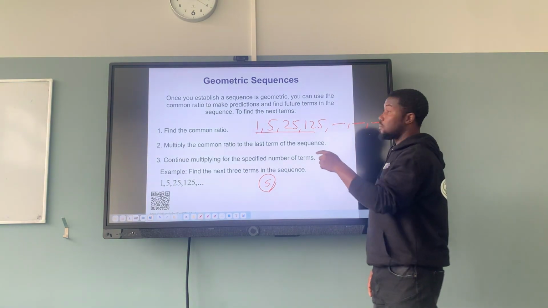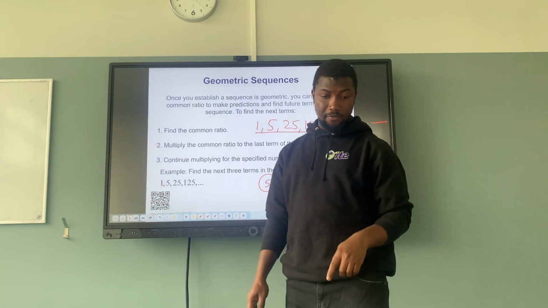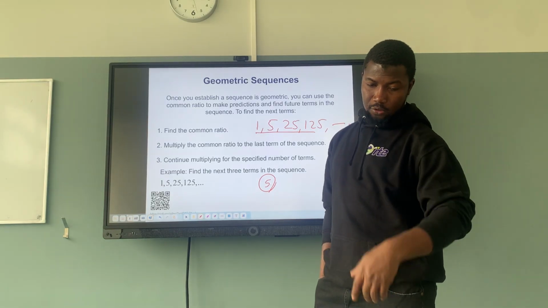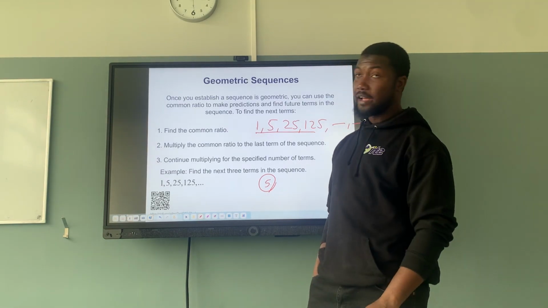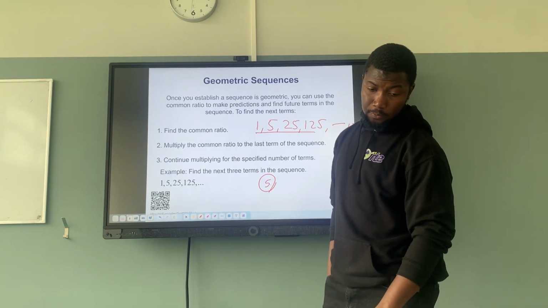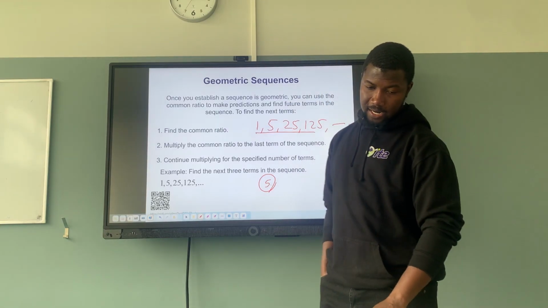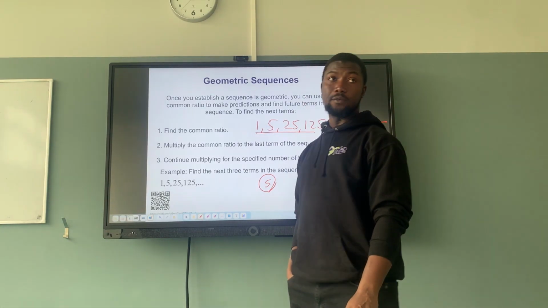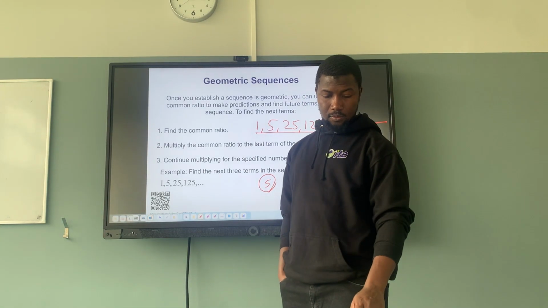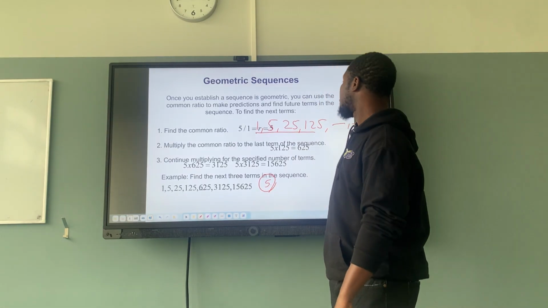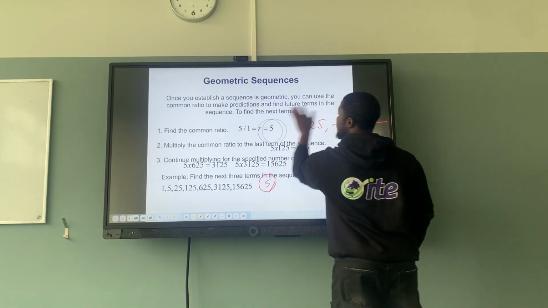So if you multiply 125 by 5, that will give you 625. And that continues. If you multiply 625 by 5, that will give you 3125. If you multiply that by 5, it will give you 15625. And that will be the answer for the next 3 terms of that sequence. You can see it down there.